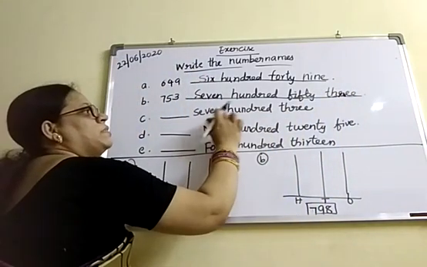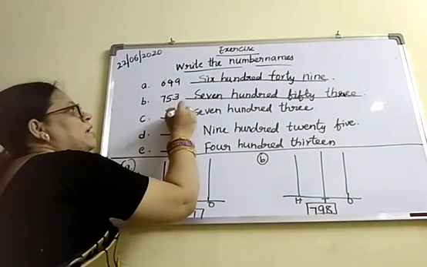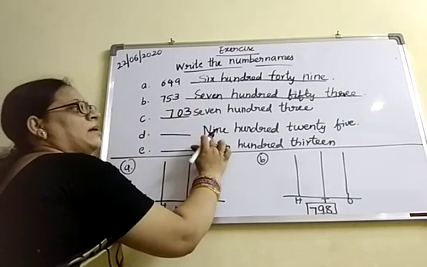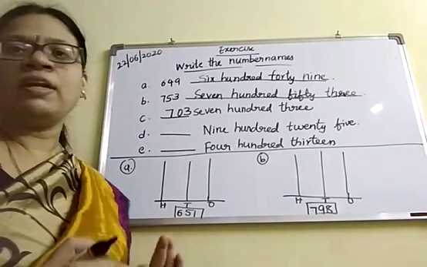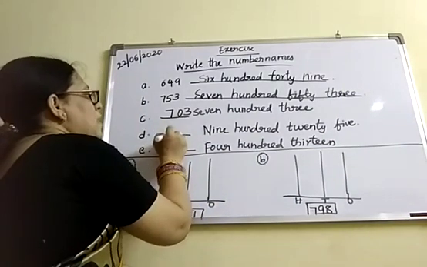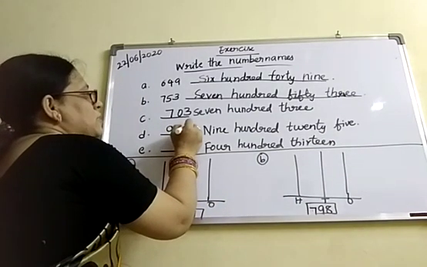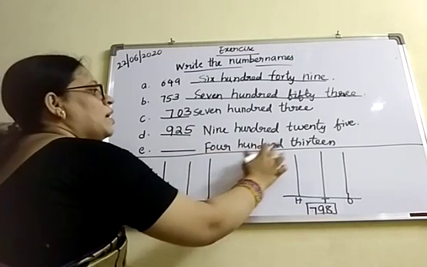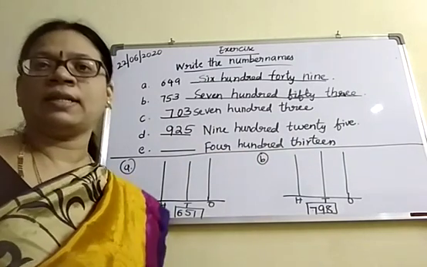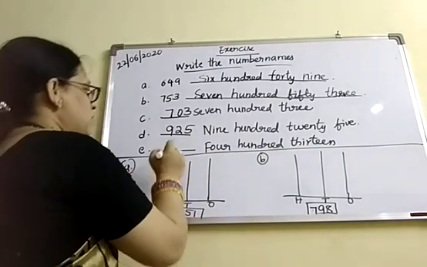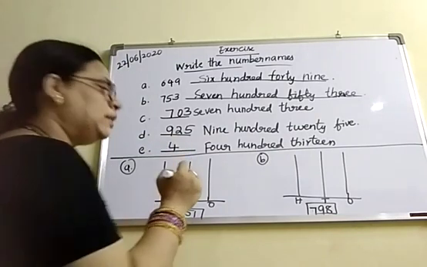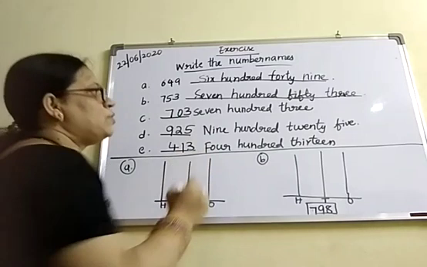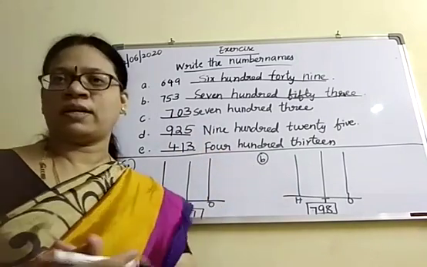Read this number name: 703. Then 925. 925 means 900, 20, plus 5. Then 413. 413 means first you have to write 400, and 13 means thirteen. Like this, copy and write in your textbook.